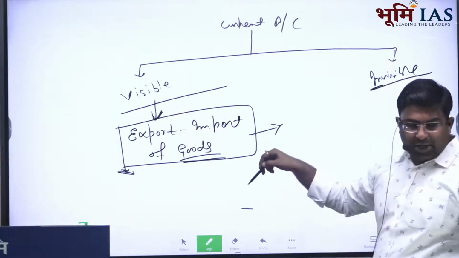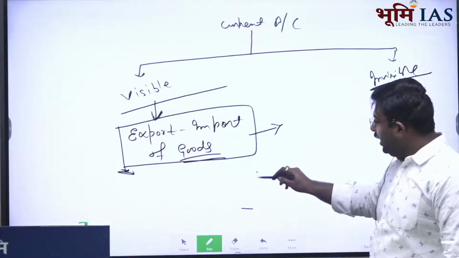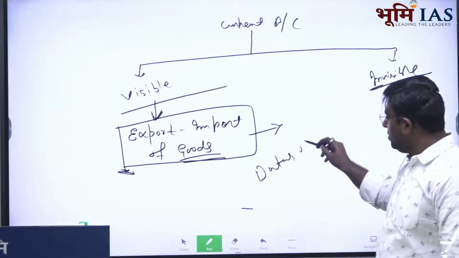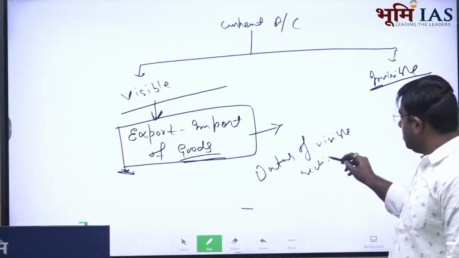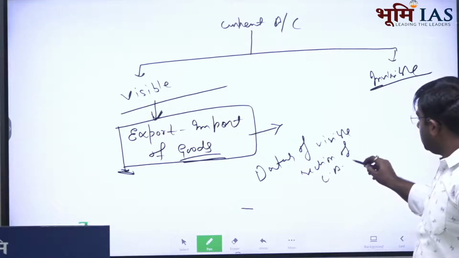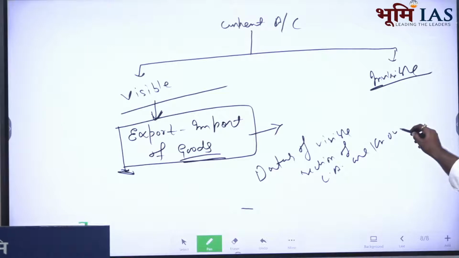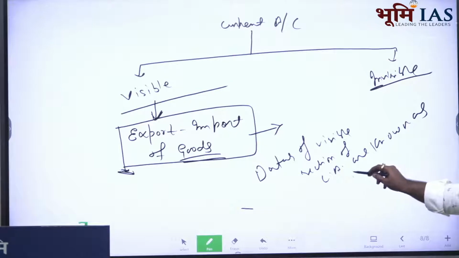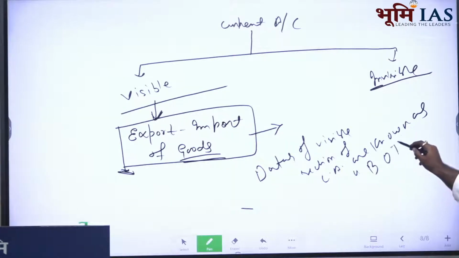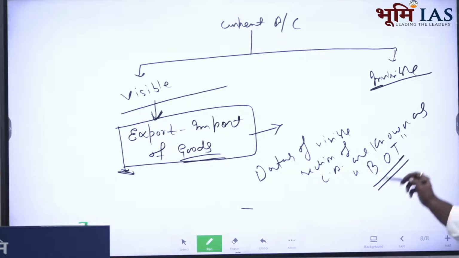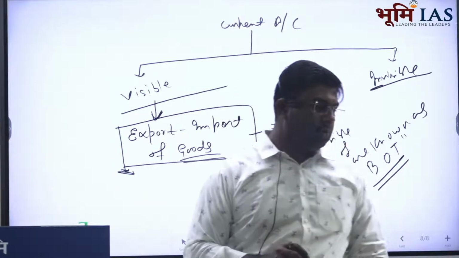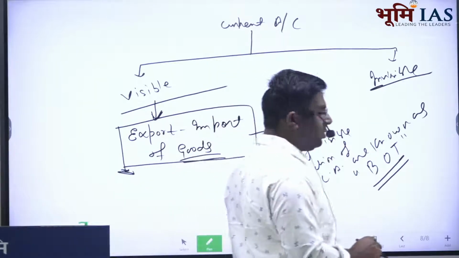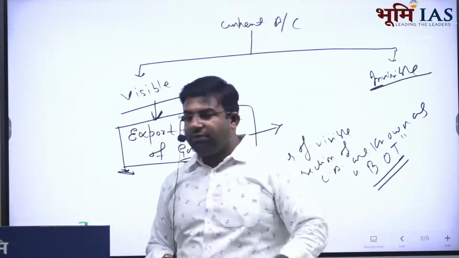And after that, please write down under the visible section also, the data of the visible section of the current account, the data of the visible section of the current account are known as balance of trade.